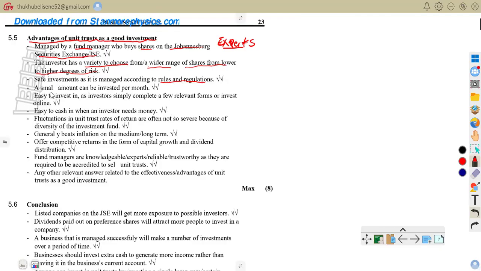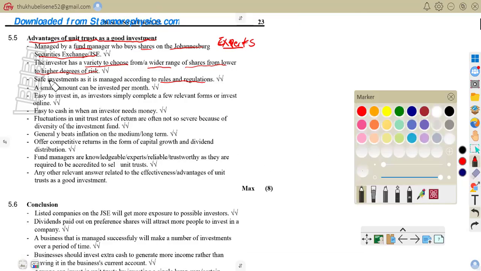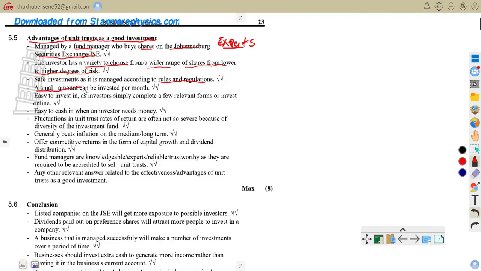A small amount can be invested per month. That's what it means. So investors do not need a lot of money to start. They do not need what? They do not need a lot of money to start. So it is easy to start. It doesn't require a lot of money. Hope we understand.